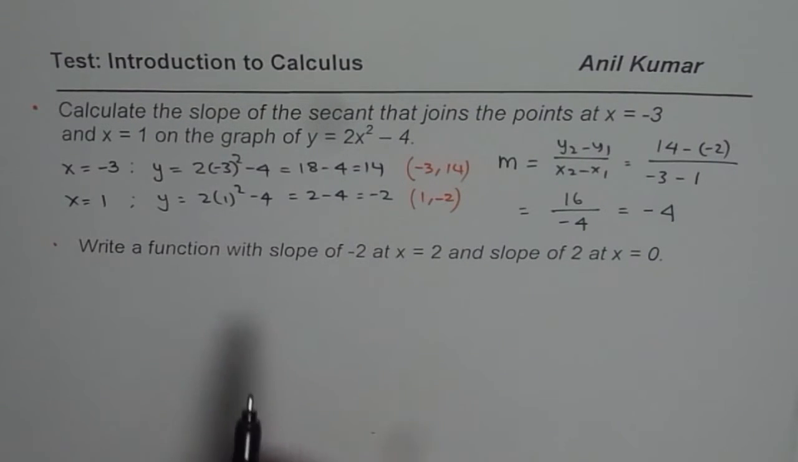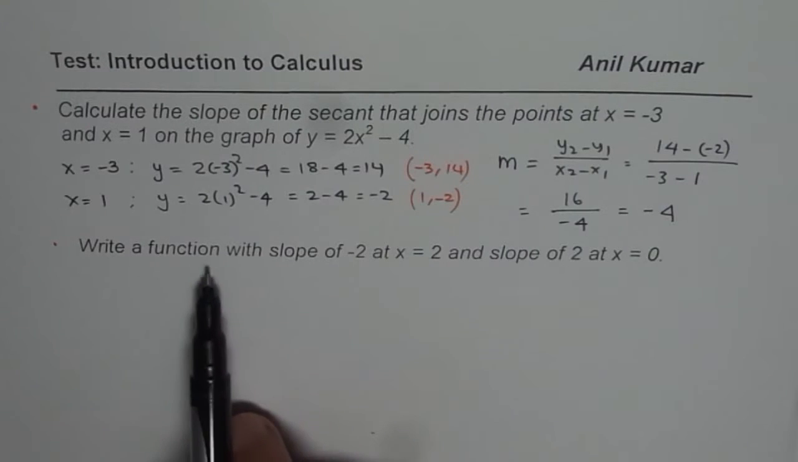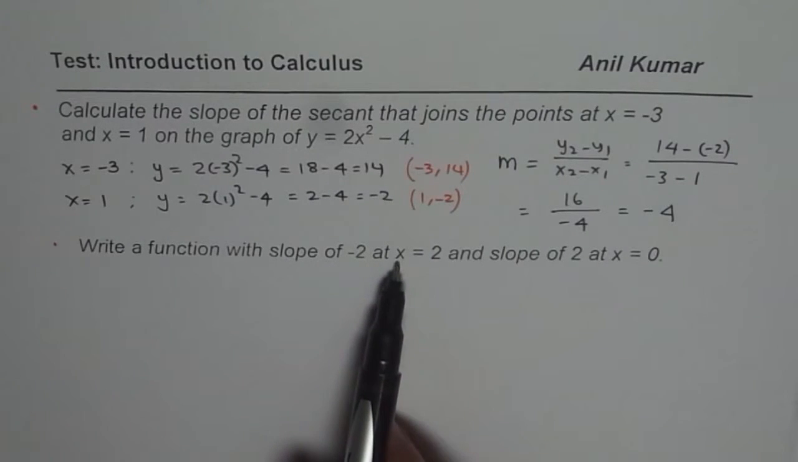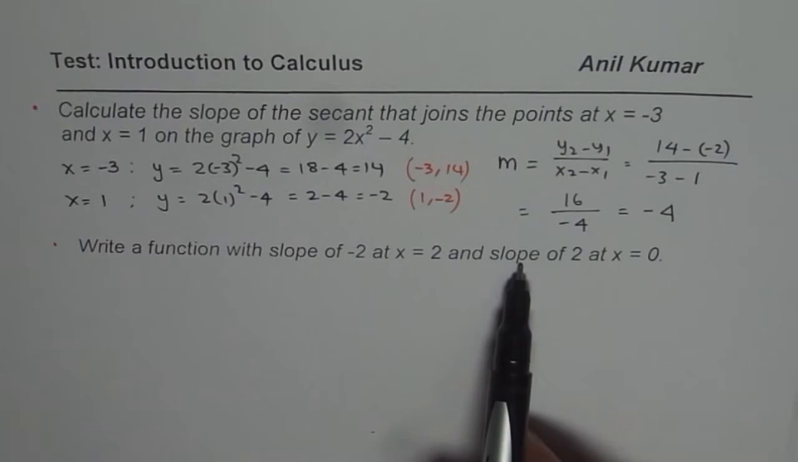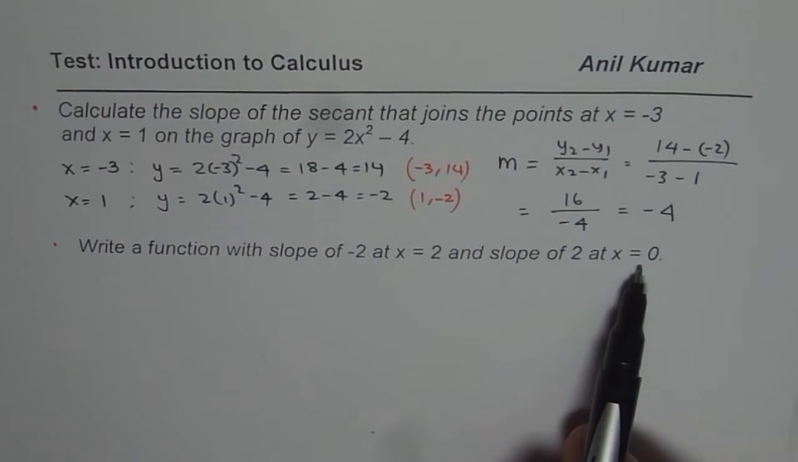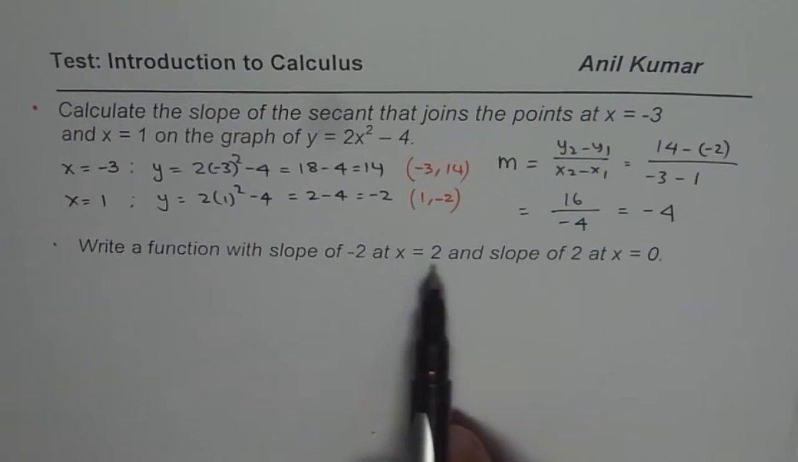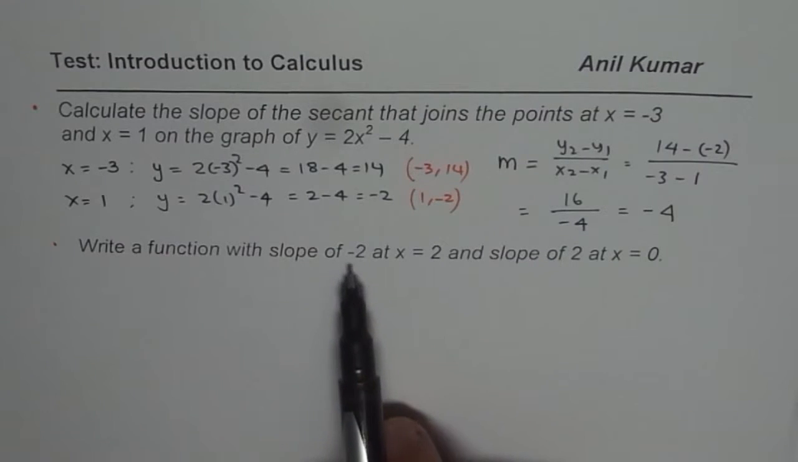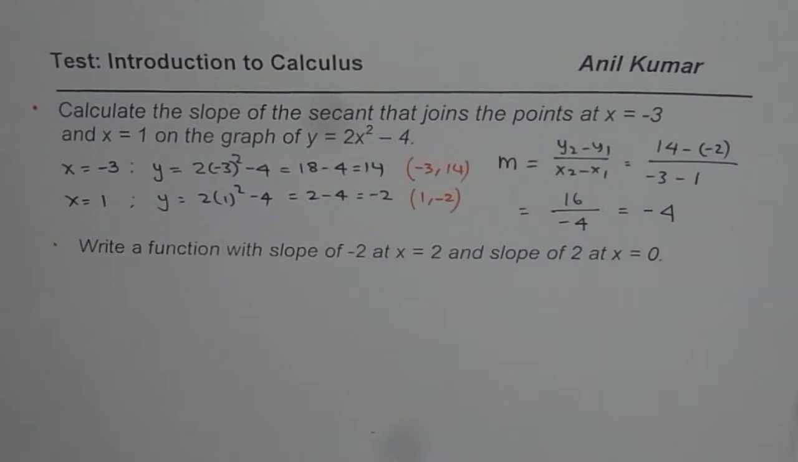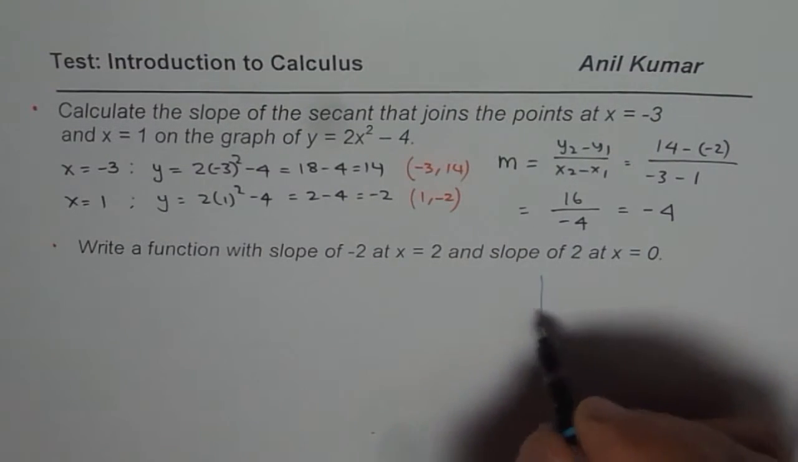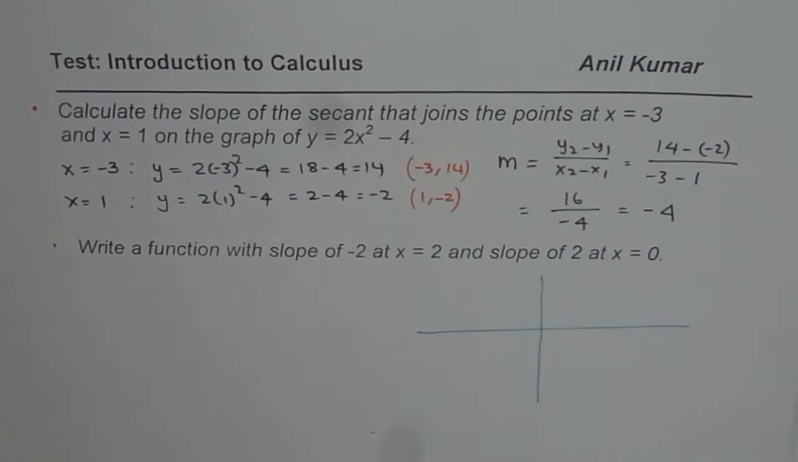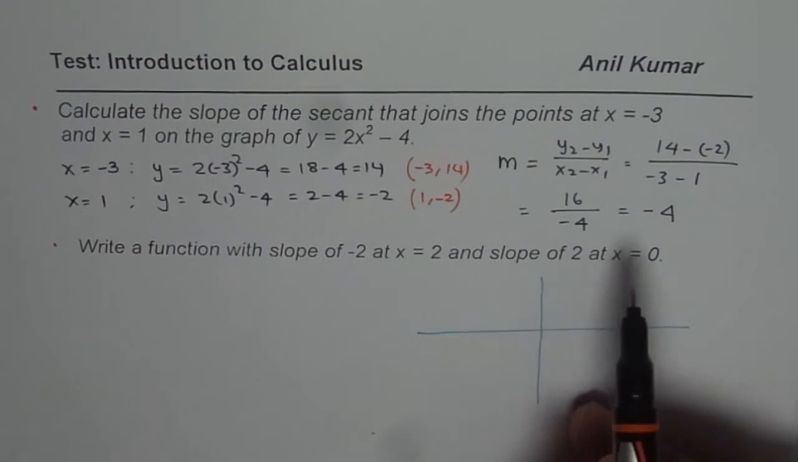Now let's look into the next question, which is, write a function with slope minus 2 at x equals to 2 and a slope of 2 at x equals to 0. So what you notice here is that the slope is negative 2 and positive slope, positive 2. And the x values are kind of different, right? So of course they have to be, since the function is defined only if it passes the vertical line test, correct? So we are looking for something. Let's try to figure it out.